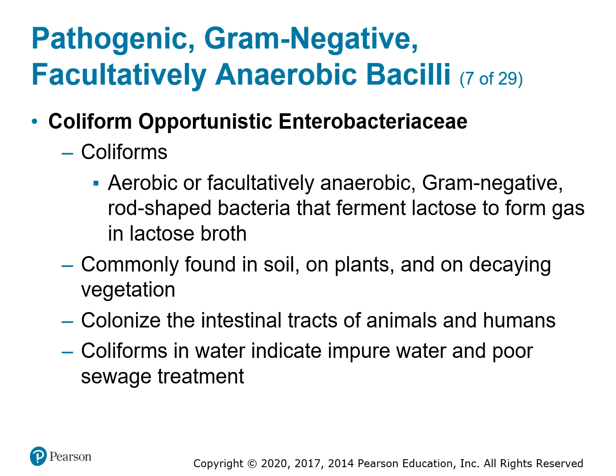So a little bit about coliform opportunistic enterobacteria. The coliforms are either aerobic or facultatively anaerobic. They are gram-negative, rod-shaped bacteria that ferment lactose to form a gas in the lactose broth. So not only does it change the color, but when you put a Durham tube, which is a tiny little test tube, inverted in there, it has an air bubble in it. These are commonly found in soil, on plants and on decaying vegetation, and they colonize the intestinal tracts of humans as well as animals. Coliforms in water indicate impure water and poor sewage treatment.